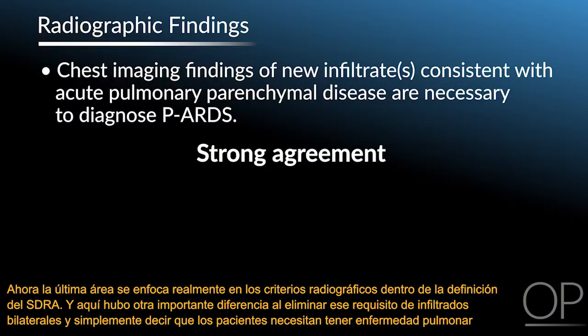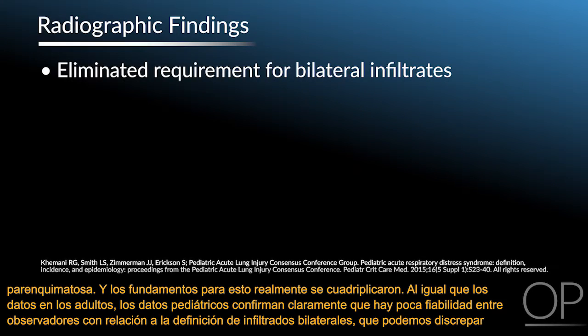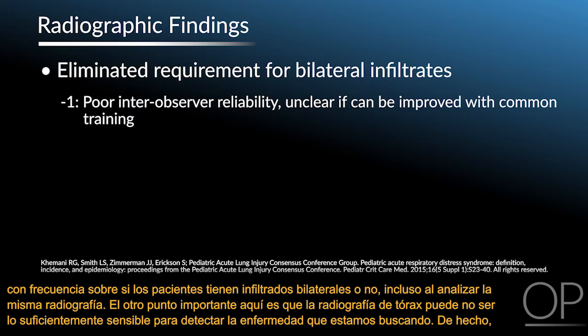Now, the last area is really looking at radiographic criteria within the definition of ARDS. And here was another major departure of eliminating that requirement for bilateral infiltrates and simply saying that patients need to have pulmonary parenchymal disease. And the rationale for this was really fourfold. Like the adult data, pediatric data clearly confirm that there is poor inter-observer reliability in the definition of bilateral infiltrates, that we may disagree frequently on whether patients have bilateral infiltrates or not, even looking at the same X-ray.